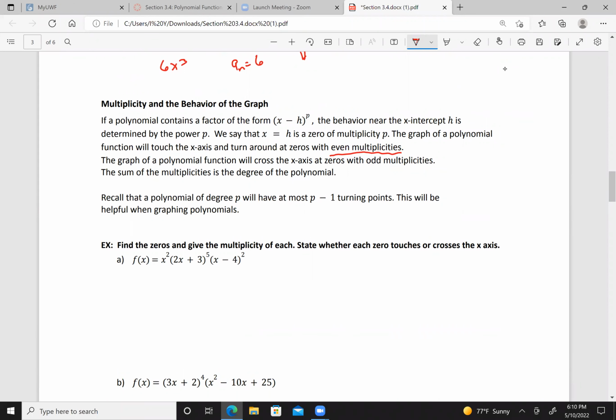So, find the zeros and give the multiplicity of each. State whether it touches or crosses. Cross at odd, turn around at even. So this first we have x equals 0. The multiplicity is 2. And that's even. So when we have an even multiplicity, it touches.